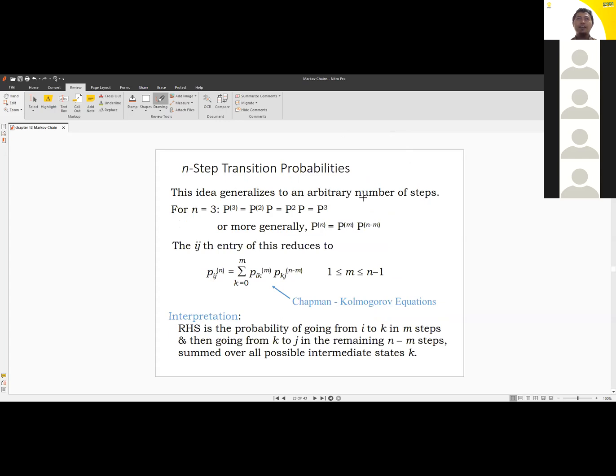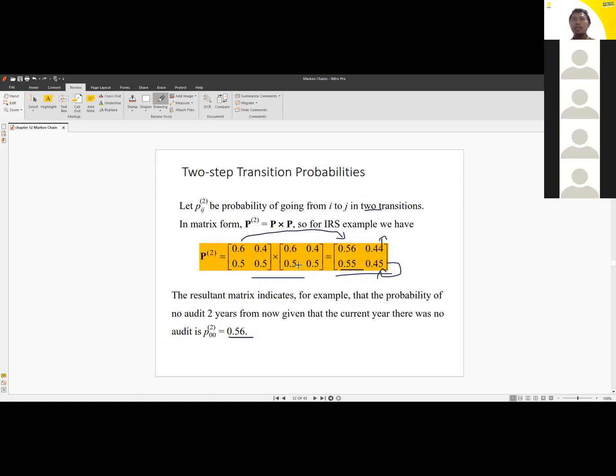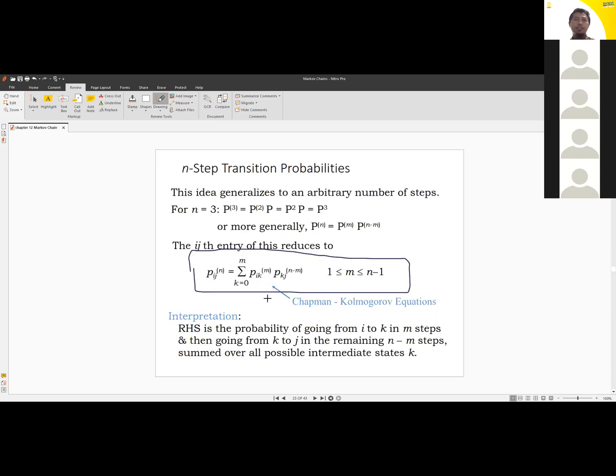Okay, let's move on to n-step transition probabilities. You can see here, this mathematics is nothing, because this expression is derived from matrix multiplication. If you remember the multiplication of matrices, this is what we call the Chapman-Kolmogorov equations.